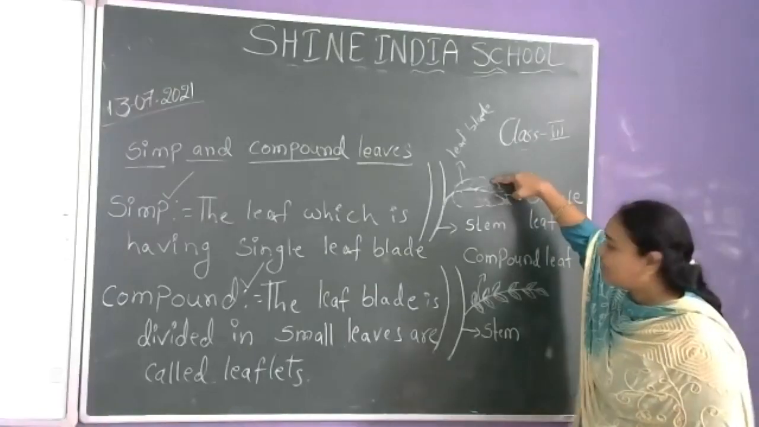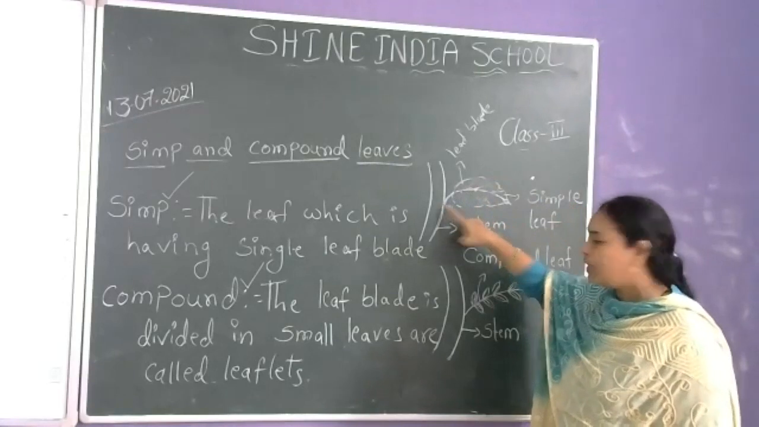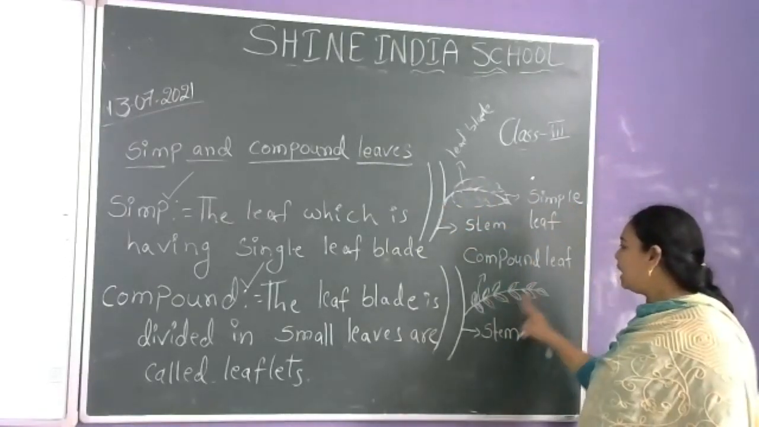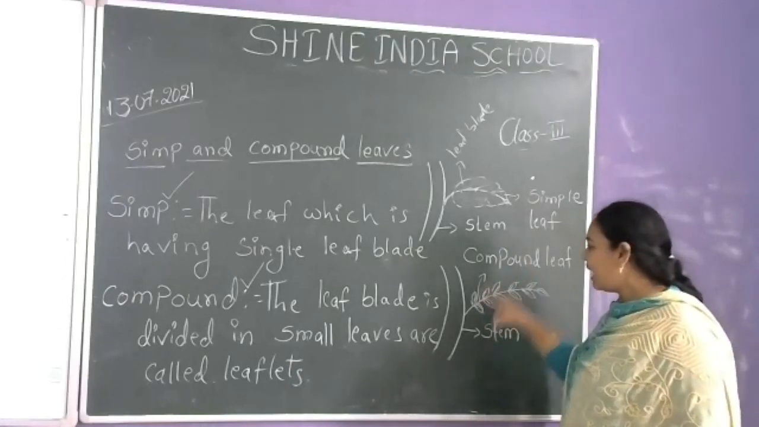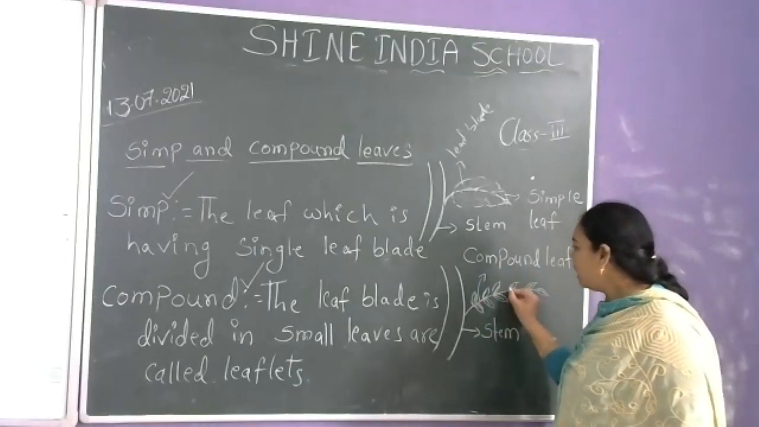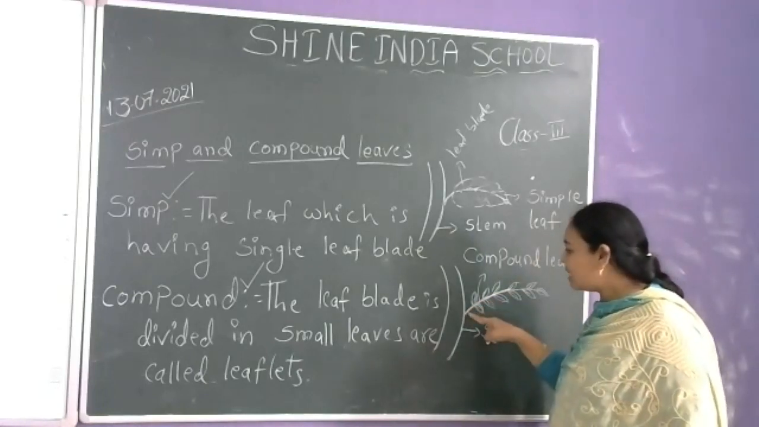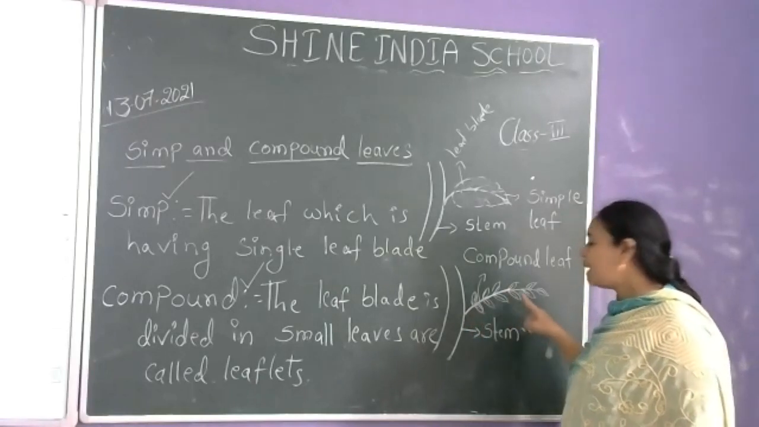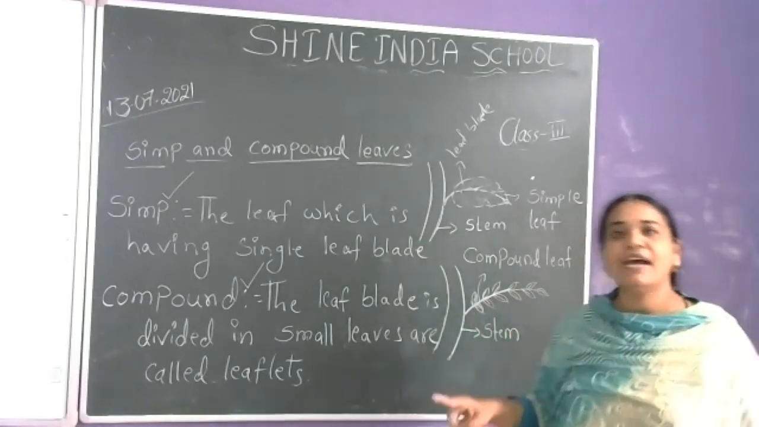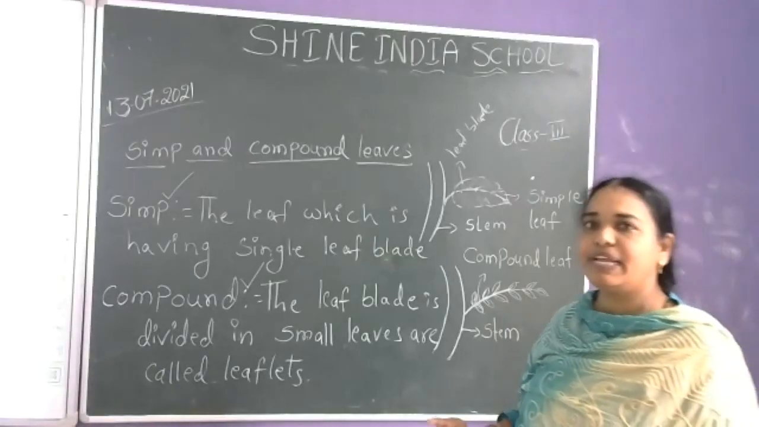Here, only one leaf is there. It is directly attached to the stem. Here, a number of small leaf blades are there. But these small leaflets are not directly attached to the stem. Only here they are attached to the stalk, and that one stalk is attached to the stem. So these types of leaves are called compound leaves. Okay? Are you getting it?